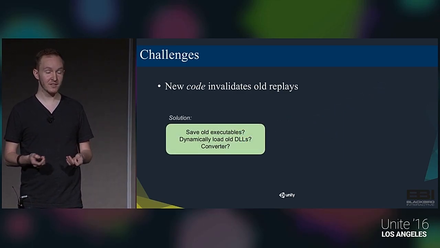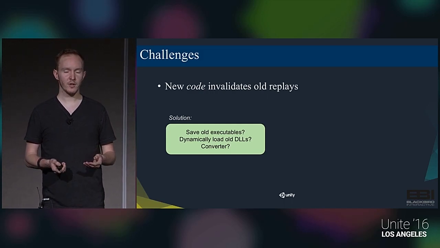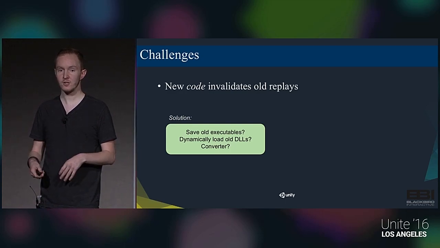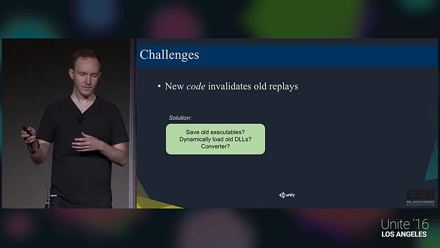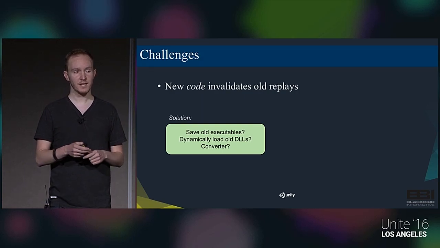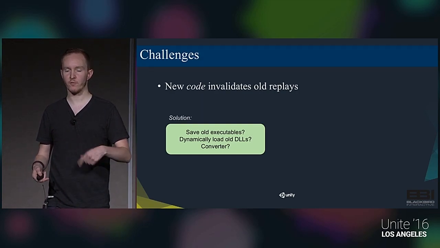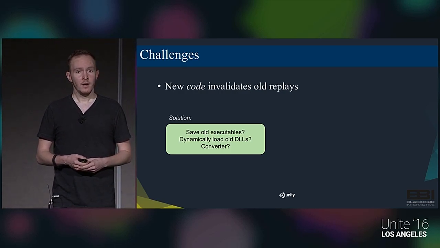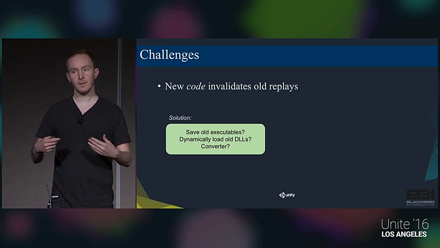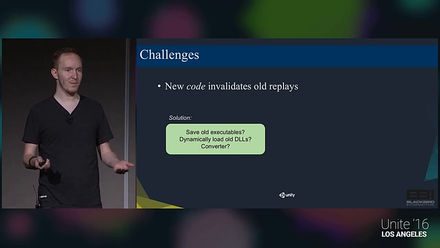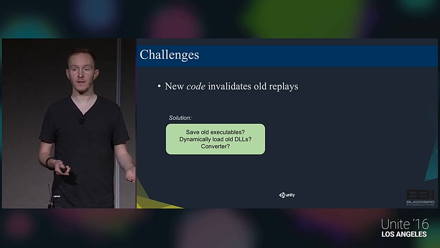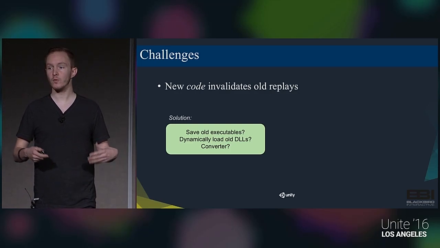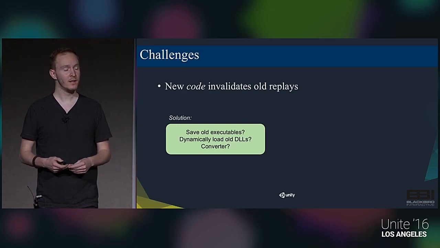Well, you can save old executables, potentially. That could get kind of bulky, but you could dynamically load only the old DLLs that have changed. If you take all your unit logic and save it into separate DLLs, you could dynamically load those DLLs for logic changes. You could also write a converter. You could take old versions of the replay, maybe upload them to some web-based client, or send it out with the game, and convert them to a state dump, or to an actual video format of the replay.